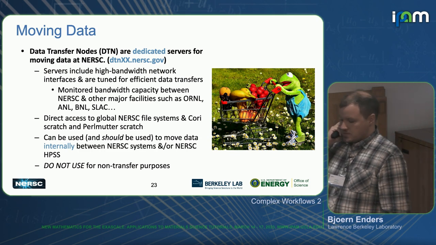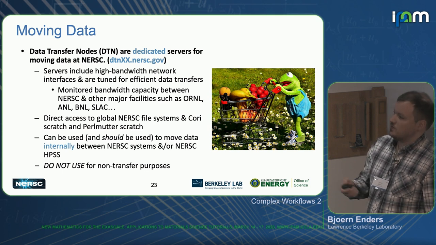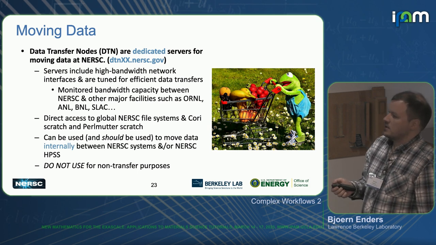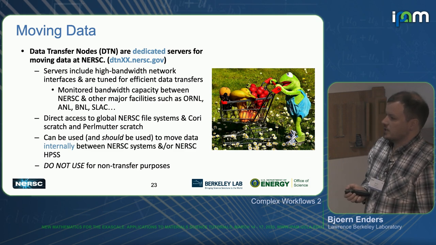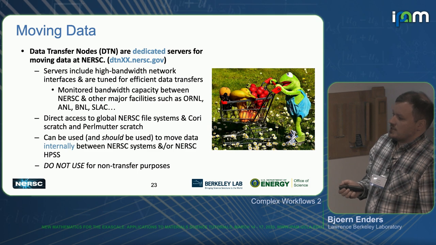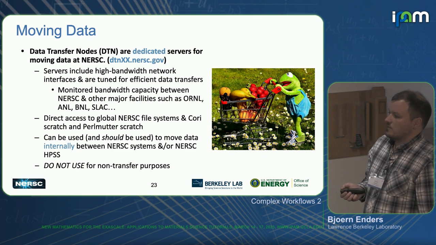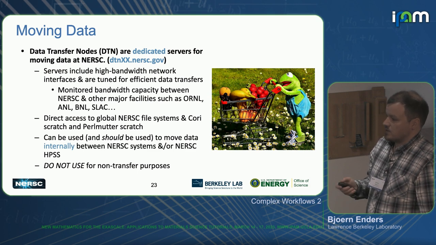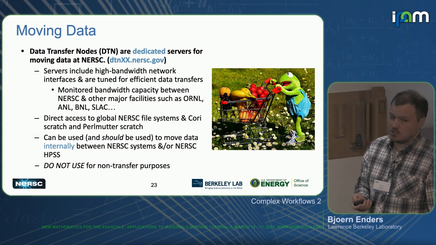And if you don't want to use Globus, we have general purpose data transfer nodes. Those are dedicated servers for moving data into NERSC or at NERSC between storage tiers. They're connected to a high bandwidth network, and they're tightly monitored. So you can go to all the NERSC file systems and the scratch file systems, and really they should be used only for data transfers and not for anything else. That's what they're made for. So if you want to use a tool like X2D or any other tool, you probably end up using one of these data transfer nodes.